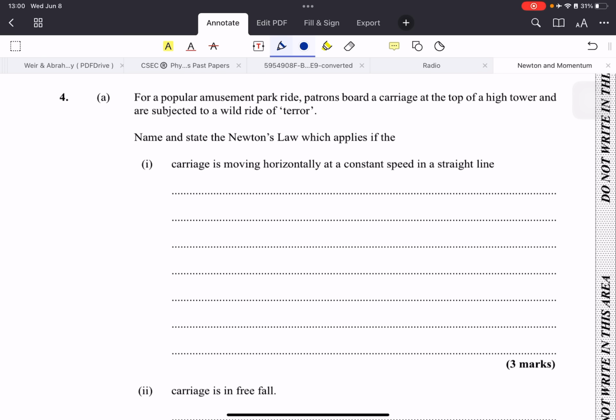Okay. For a popular amusement park ride, patrons board a carriage at the top of a high tower and are subjected to a wild ride of terror. Name and state Newton's law which applies if the carriage is moving horizontally at a constant speed in a straight line. So this is actually Newton's first law, right? And I'm not going to write it out. You need to state which law it is and define the law, okay?